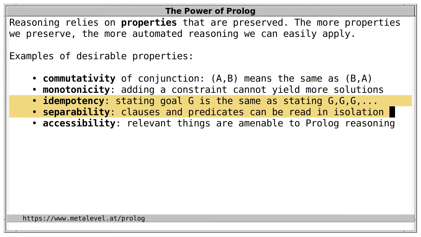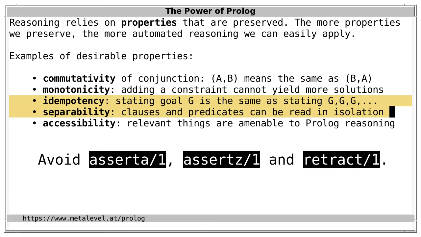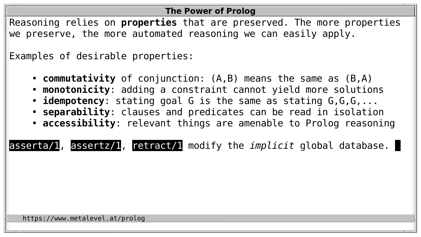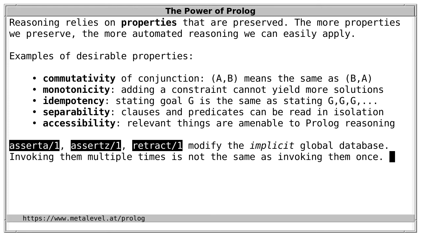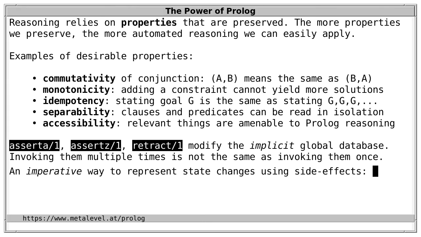Then, to guarantee idempotency and separability, we must avoid certain additional predicates, most notably assert and retract, which are predicates that change the clause database at runtime. And the problem with this is that the clause database is global and implicit. So this violates separability, because other predicates may be affected by this. And in addition, asserting a clause twice also adds it multiple times to the database. So it violates idempotency too. And also, such changes to the clause database are not undone on backtracking.